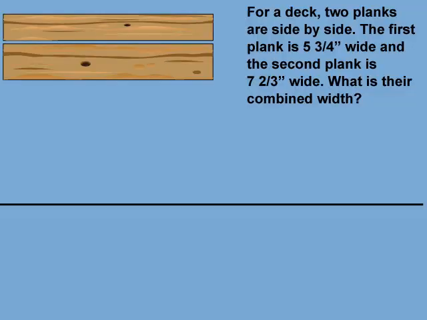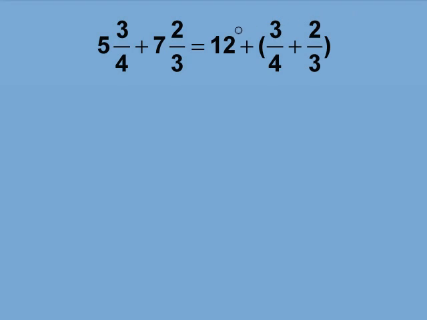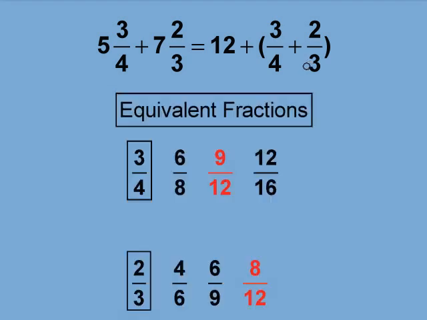For a deck, two planks are side by side. The first plank is 5 3/4 inches wide, and the second plank is 7 2/3 inches wide. What is their combined width? In this example, we have these two mixed numbers to add. We can combine the whole number parts and the fractional parts separately. The whole number parts add up to 12, and we need to find a common denominator for these two fractions. To do so, let's generate equivalent fractions.